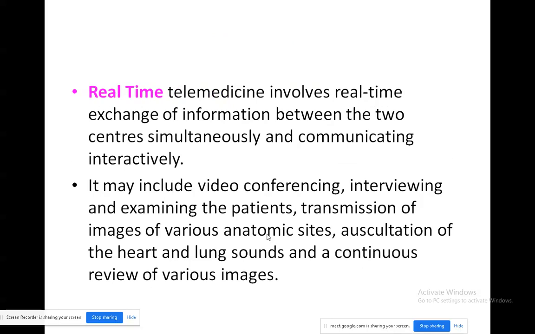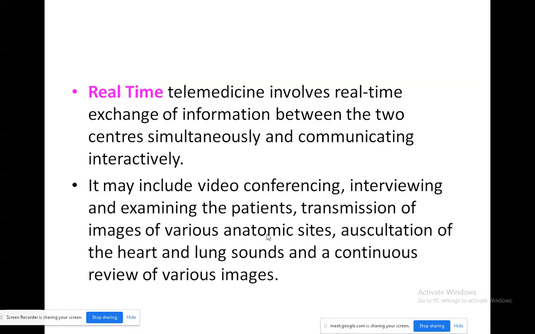Then real time telemedicine. In real time, you will be getting the result immediately after transmitting the data to the expert. That is real time telemedicine. Real time telemedicine involves real time exchange of information between the two centers simultaneously, communicating interactively. So in real time telemedicine, at the time itself you will be interacting with your expert to exchange your information. It may include video conferencing.